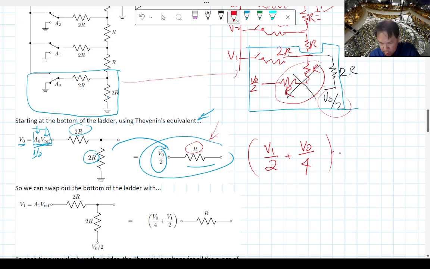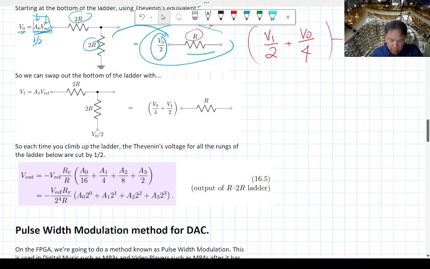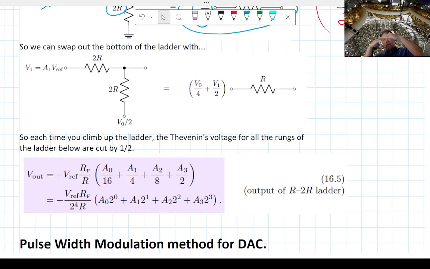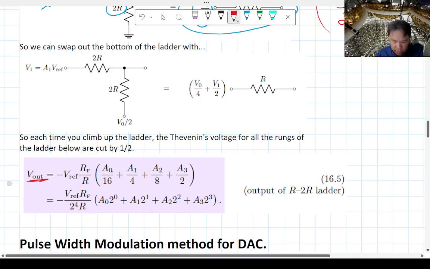And then that gets connected to another resistor that's right beneath here. That's going to be another R resistor. And then you can see how this chains up to the top of the ladder. So as you climb up the ladder, the Thevenin's voltage of the rung below gets divided by half. Well, all the rungs below it get divided by half. So whatever V out is, the bottom rung gets an amplification of whatever the A0 value is. If it's 1, it counts; if it's 0, then you get nothing there.